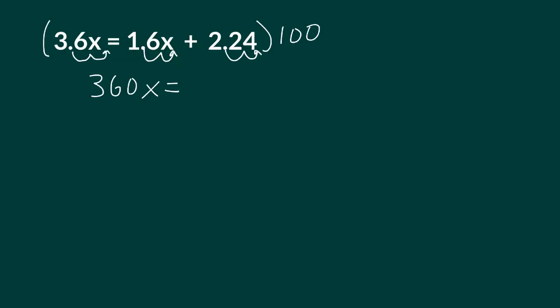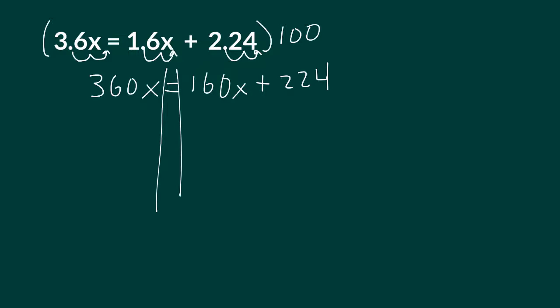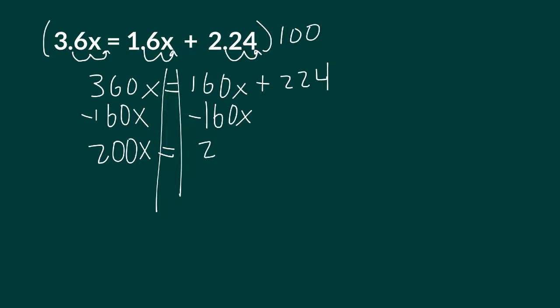I'd end up with 360x is equal to 160x plus 224. Same equation, but now no decimals. Moving the variables to one side, I would subtract 160x from both sides. That's going to give me 200x is equal to 224.